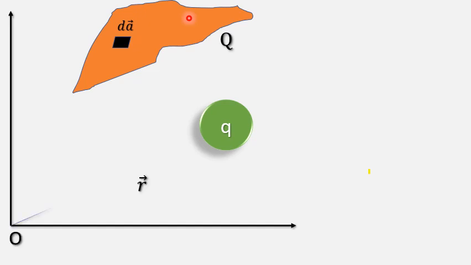So let us consider a small part of area, say area element dA of the surface, and we'll consider the charge here to be dq. Where you have chosen your area element, we say that point charge q is at position vector r and the area element is chosen at position vector r prime.